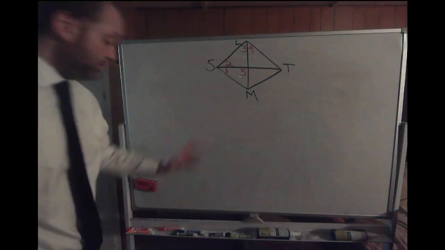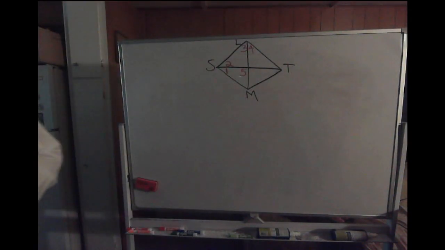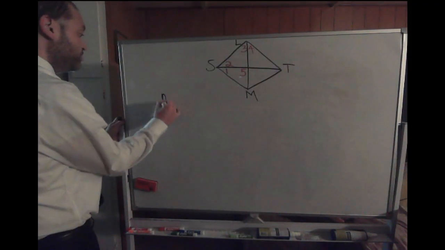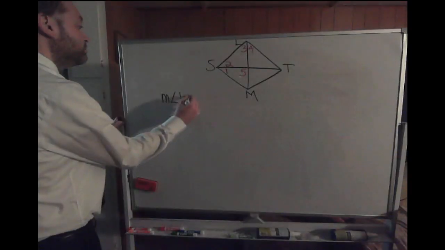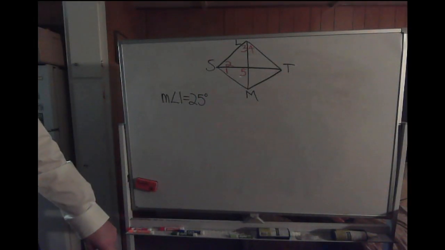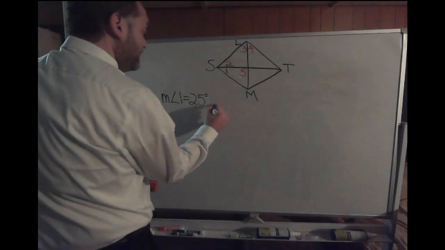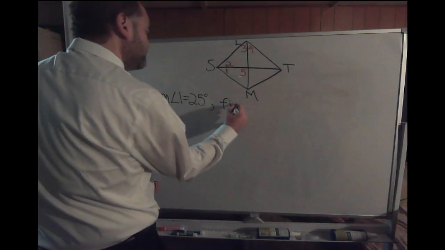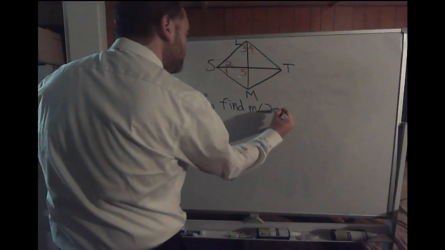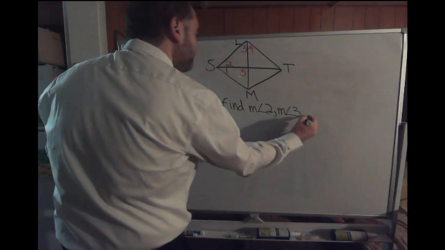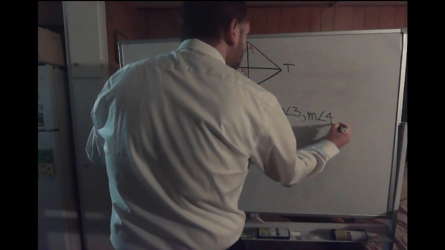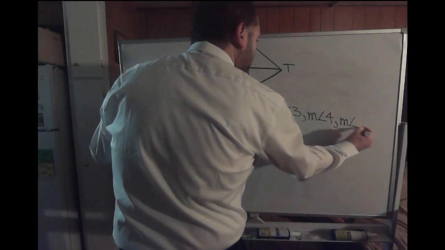We have 5 angles. So what is our goal here? We are given that the measure of angle 1 equals 25 degrees, okay? So, in other words, now we're just going to find the other angles. Find the measure of angle 2, measure of angle 3, measure of angle 4, and then the measure of angle 5.